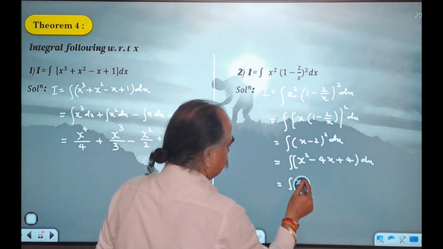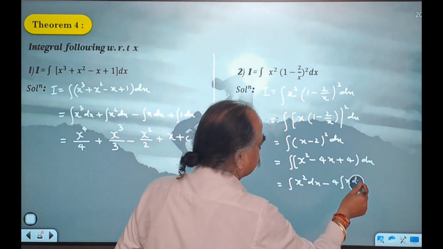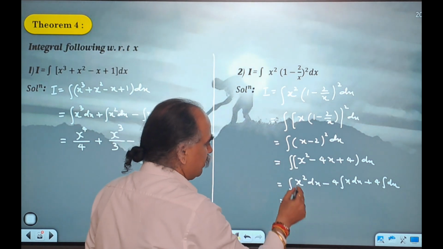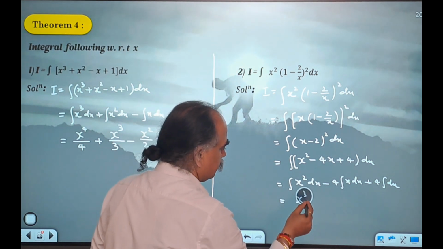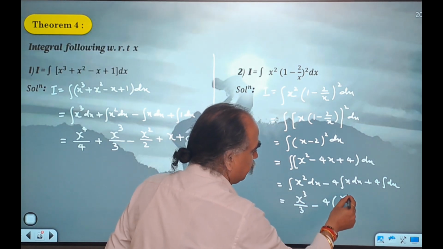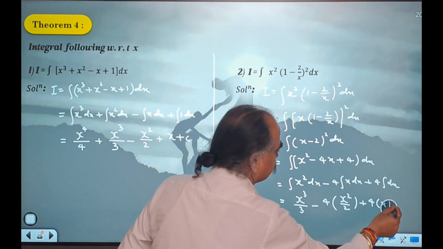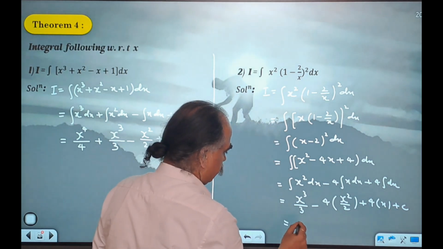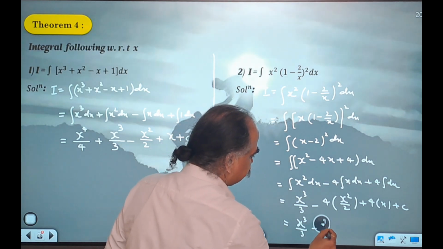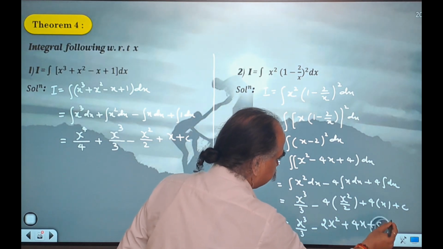Separate it. x square dx minus 4 will come outside, x dx, plus 4 integral dx. Add 1 to the power divided by new power. Minus 4, add 1 to the power divided by new power. Plus 4 integral dx is x plus c. So we get x cube by 3 minus 2x square plus 4x plus c.